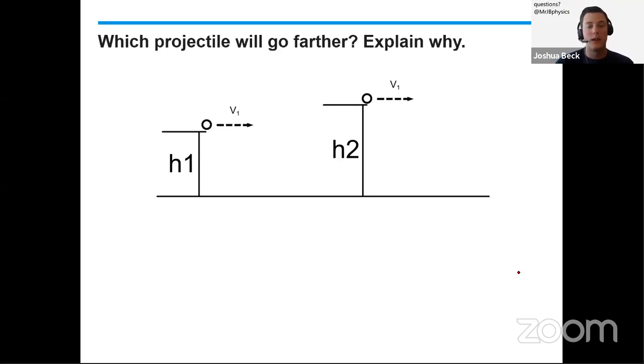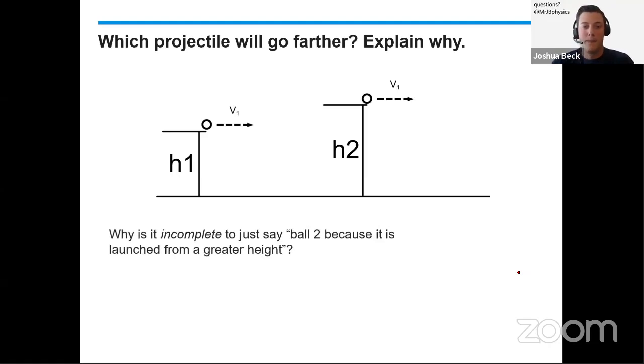Okay, that's great. The AP exam will ask you which one goes further, but then it'll ask you to explain. You need to be able to explain the physics behind it. So how can we explain it? Why does the second one go further? Well, some of you might be saying, because it's launched from a higher ledge. Great. But why is it incomplete to just say ball 2 goes further because it's launched from a greater height?